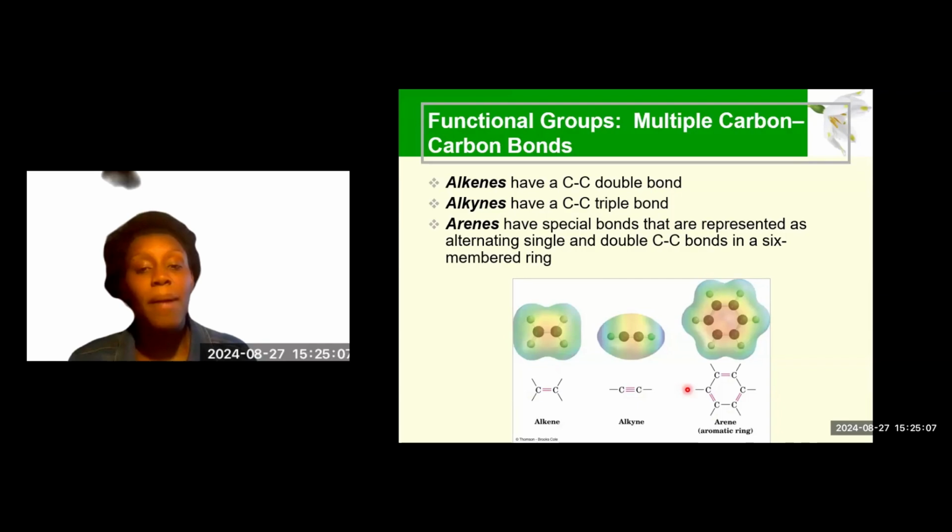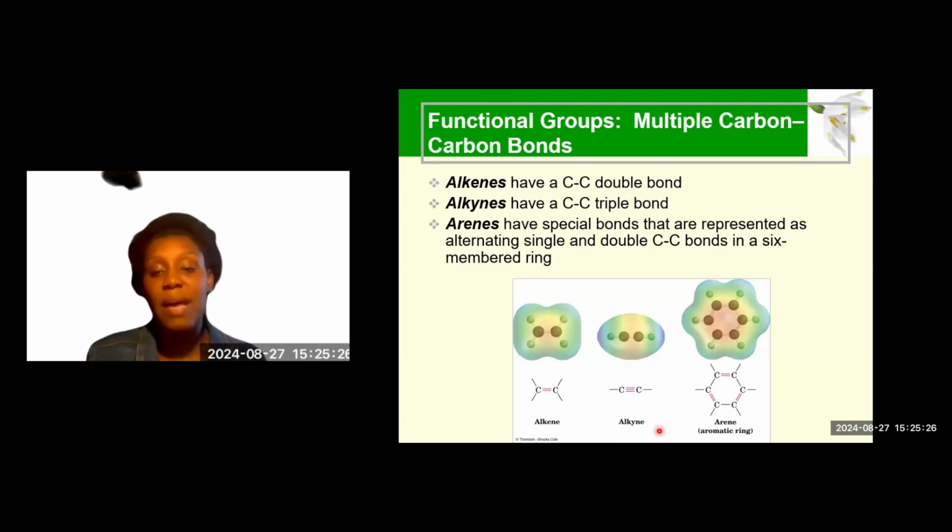All right, so now let's talk about some other functional groups. And again, we're going from infrared back to functional groups and back and forth, okay? So as you guys remember, alkenes have double bonds, alkynes have triple bonds, and then arenes have the special six-membered rings with alternating double bond, single bond, and you guys can see the examples down here, okay?